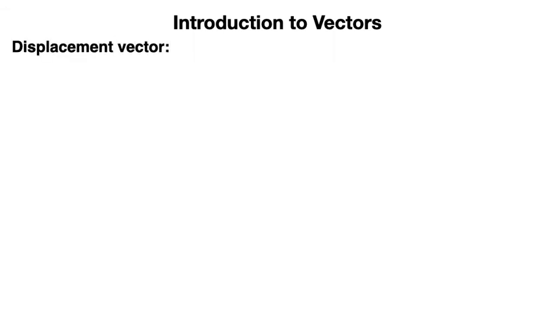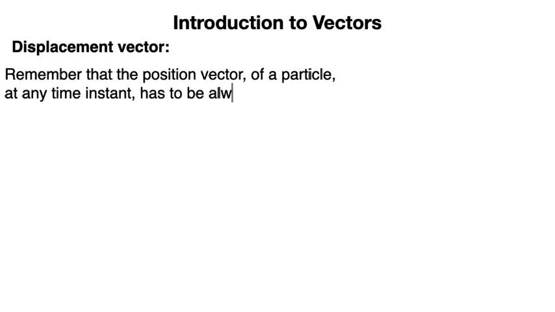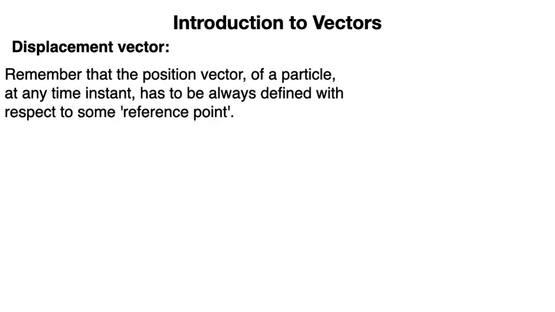Remember, the position vector of a particle at any instant has to be always defined with respect to some reference. You always need a reference to define the position vector of a point. This reference point need not always be the origin. It may be different. Now here in the example, we will be taking R as the predefined reference. Initially the particle was at O, now the particle has gone to P. So RO represents the initial position vector of the particle.